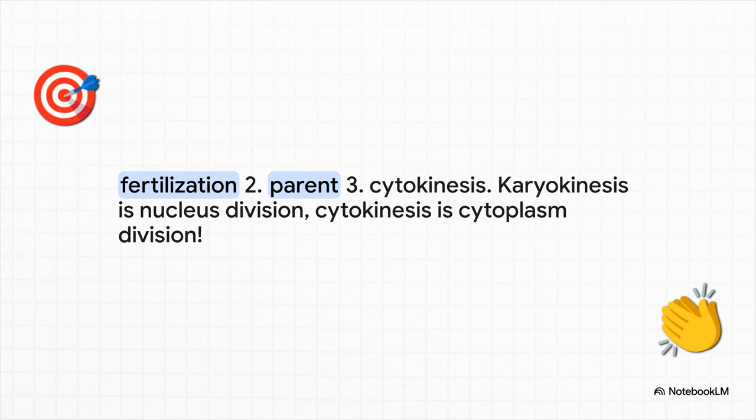So, the answers are, after fertilization, the daughter cells are identical to the parent cell, and the process includes cytokinesis. You gotta have both parts. Karyokinesis, which is the nucleus dividing, and then cytokinesis, which is the rest of the cell splitting. You need both to get two new working cells.